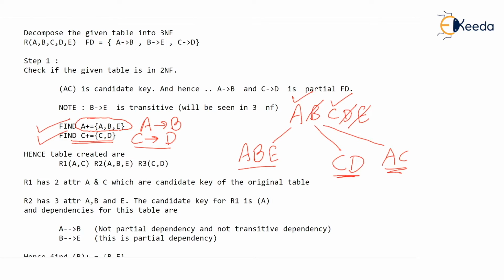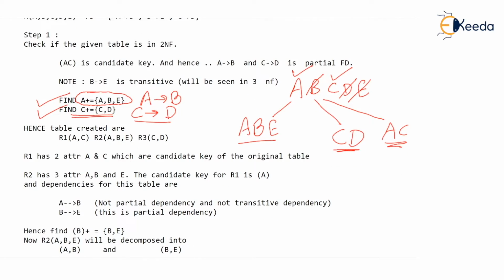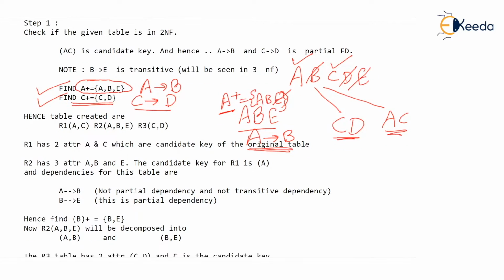Now let's see. If these are the three tables, which dependencies are applicable over here? Just check. A determines B is applicable here. And remember, A plus in this table has ABE. That's how we got this table, isn't it? So A is the candidate key. So A determines B cannot be a partial dependency. Are you understanding? The left hand side is a candidate key now.